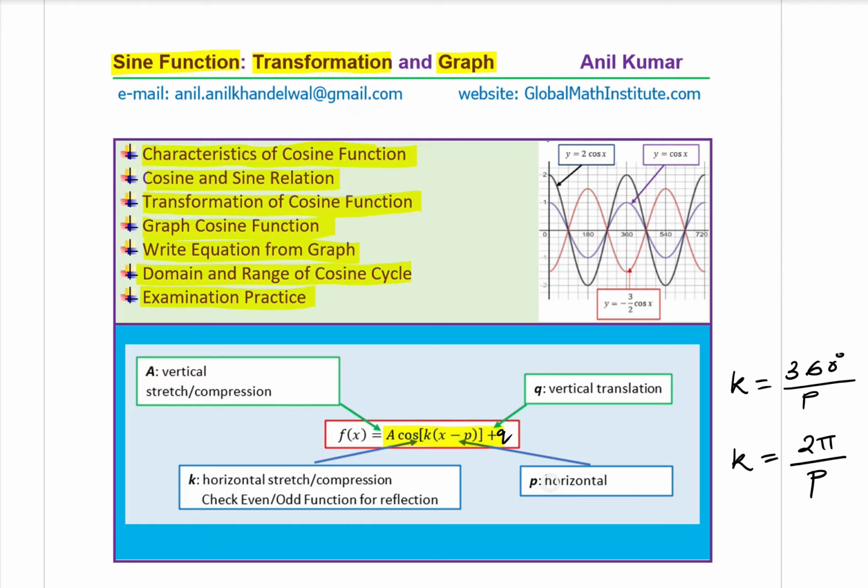Lowercase p is the phase shift, right? It is horizontal translation, or also phase shift. Q is the vertical translation. The graph shown here is vertical transformations of the cosine function.